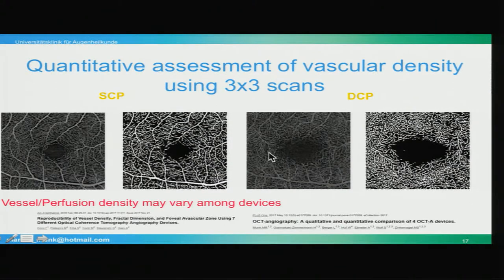This is just one representative example. And as you can recall from the pictures I showed you before from the seven different images, you can assume that these vessel densities and these parameters really vary among the devices. We really have to cope with these problems, because from now on there are multi-center trials coming, and we have OCTA as an exploratory outcome parameter, and we really don't know what to do with the data because they vary so much among the devices.